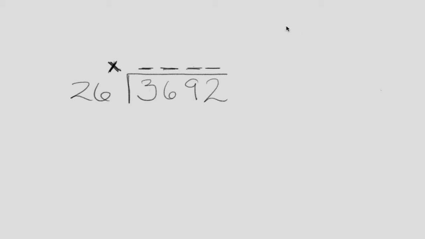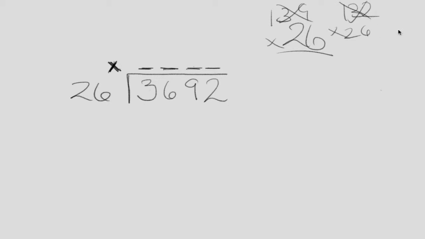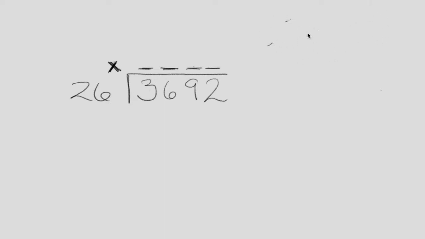So what you don't want to do is try and guess what times 26 equals 3,692. You don't want to do stuff like this. I'm going to guess 139. And then that doesn't work out, so you guess 132 times 26, and that doesn't work out, so you guess something else. That's a pain. You do not want to do that. You'll simply decide that you don't know how to divide, and you'll stop. You want to work smarter than that, right?